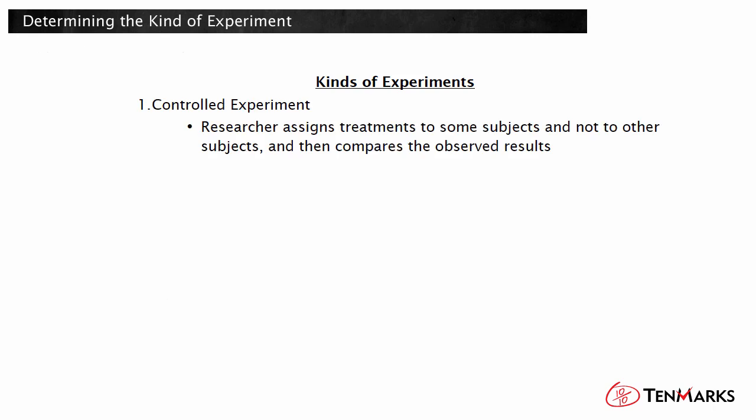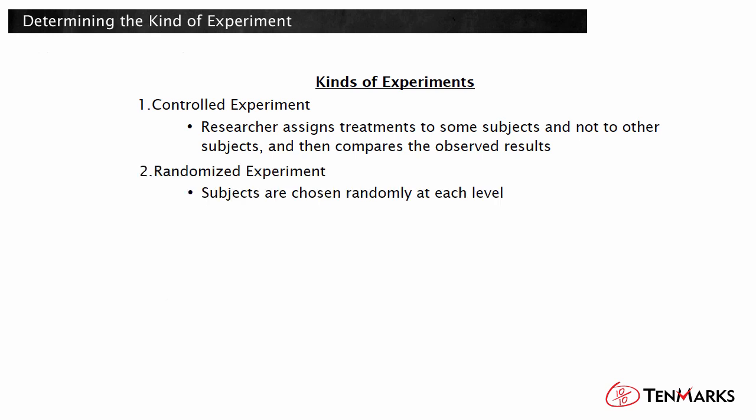In this video, you'll learn how to determine the kind of experiment a scenario describes. But first, it's important to differentiate between a controlled experiment and a randomized experiment. In a controlled experiment, some of the subjects do not receive the treatment while other subjects do. The subjects are randomly assigned to receive treatment or not. In a randomized experiment, the subjects are chosen randomly at each level.